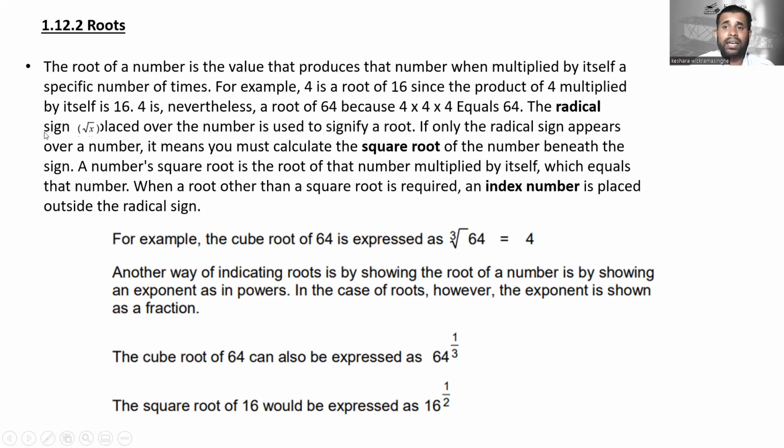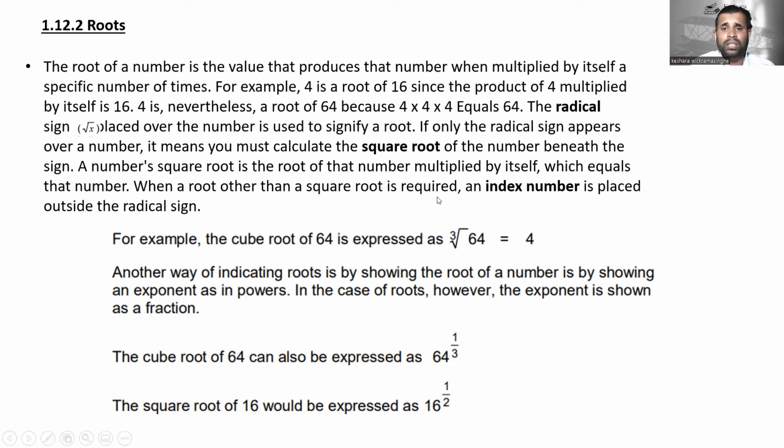The radical sign, this is the sign placed over the number, is used to signify a root. If only the radical sign appears over a number, it means you must calculate the square root of the number beneath the sign. A number's square root is the root that, multiplied by itself, equals that number.